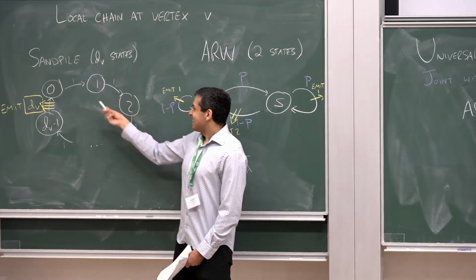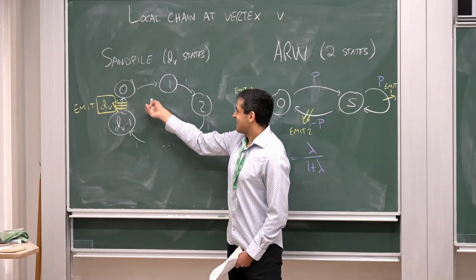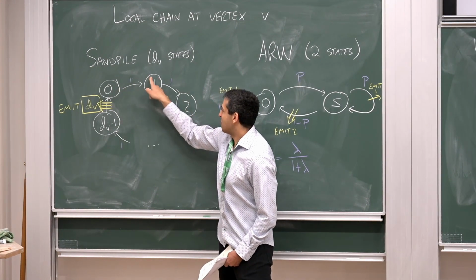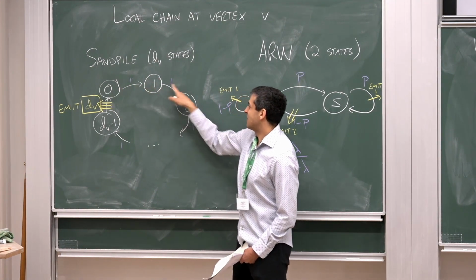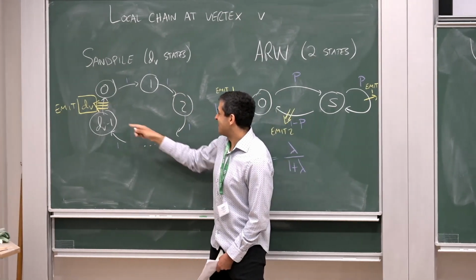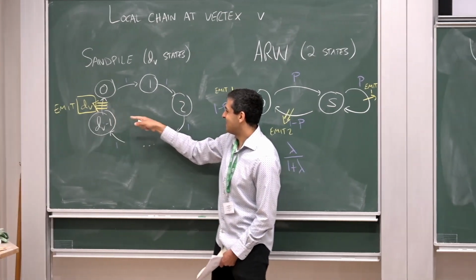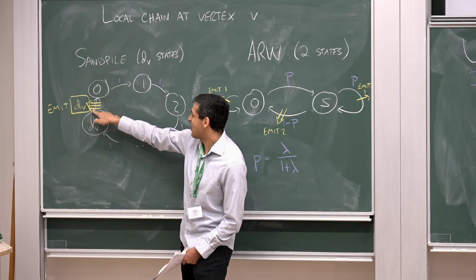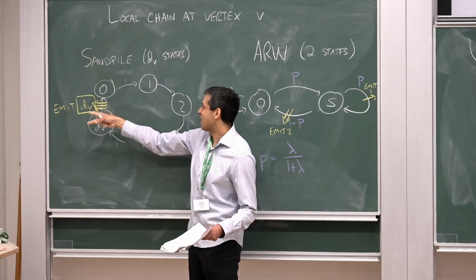And so this local chain is a deterministic chain in the sandpile case. It just transitions with probability 1. It increments these counts mod d_v. But every time it's received enough particles to emit a batch of d_v, it goes ahead and does that. So these yellow arrows are emitting particles to the neighbors.